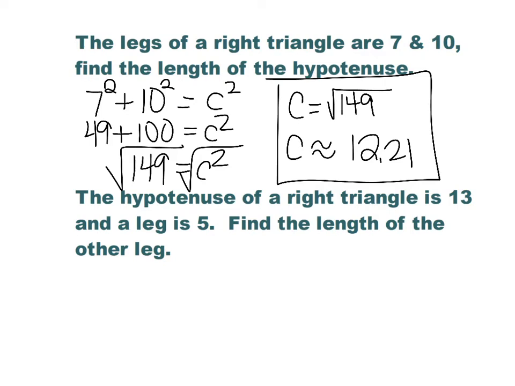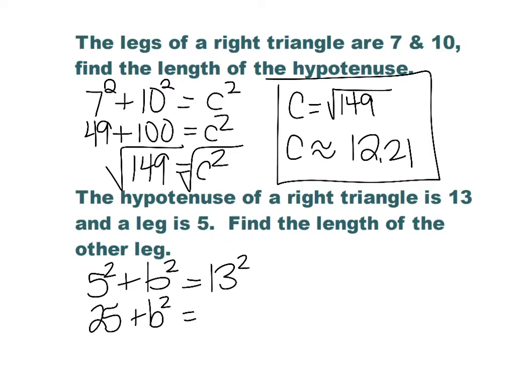What if you already know the hypotenuse? In this case, the hypotenuse is 13. So I already know my c value. I know one of my legs is 5. We'll call that a. And then you're going to find the other leg. So I'm going to go look for b. This is going to look like this: 5 squared plus b squared equals 13 squared. So 25 plus b squared equals 169.